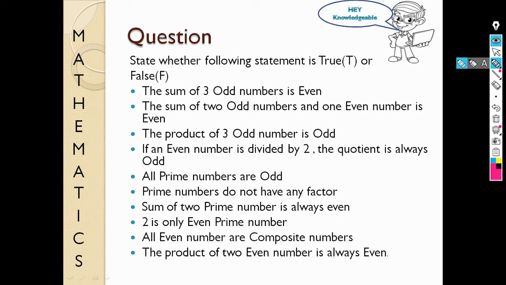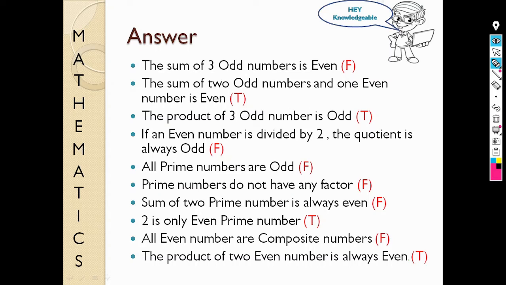So after going through the different types of numbers and their properties, let's try to solve some of the questions. So here we have some questions where we have to mark true or false for each of the statements. So pause the video and try to solve this question. So we will come back with the answer and discuss this.